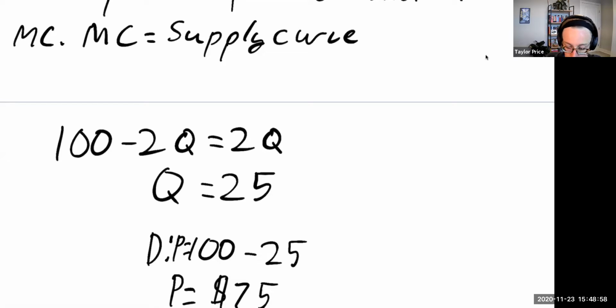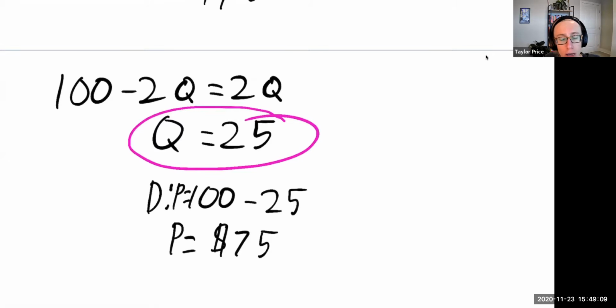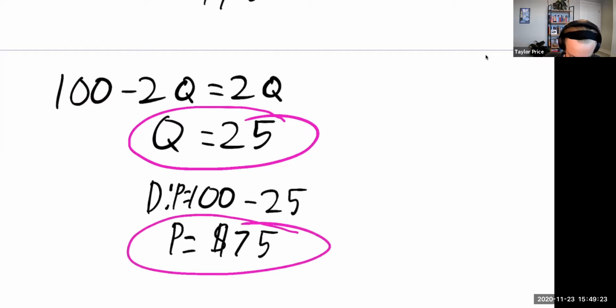So then we just need to find the price, and we can do that by plugging in the quantity that we found here. So plugging Q into either the demand or supply equation. And in this case, I just plugged it into the demand equation, and that gave us a price of $75. And that's it. You have found the equilibrium quantity and equilibrium price for a monopoly.